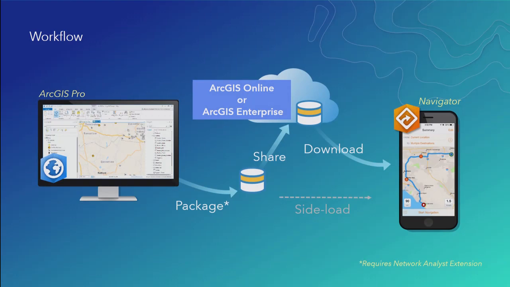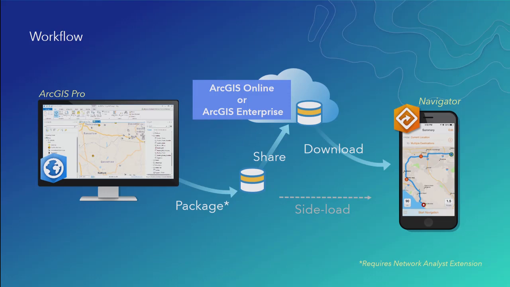This is just a workflow of what happens. So in ArcGIS Pro, you set up your document, your project, to have those three components. You put your locator or locators in ArcGIS Pro, your network data set, and your map, and package it. Share it. Okay, once you have that package, how do you get that into the hands of those Navigator users? You need to share it.